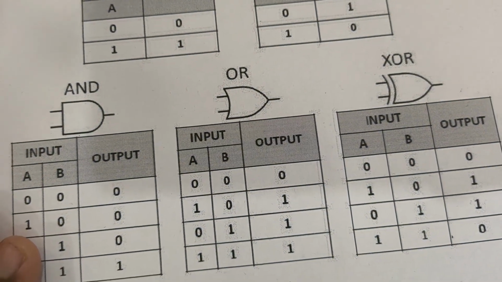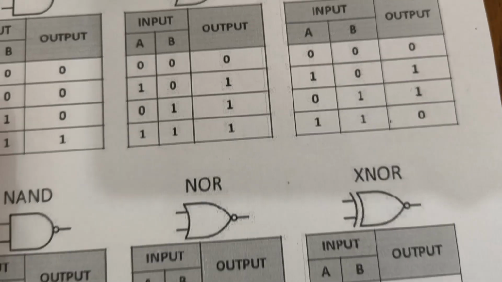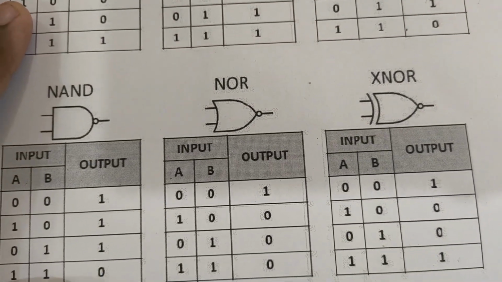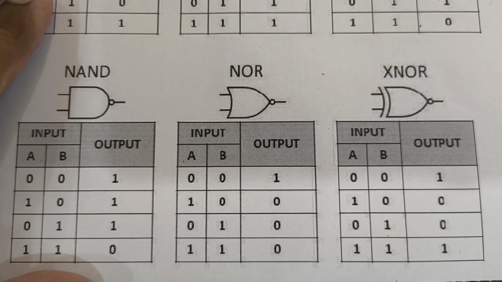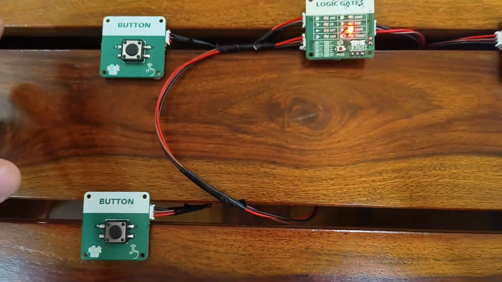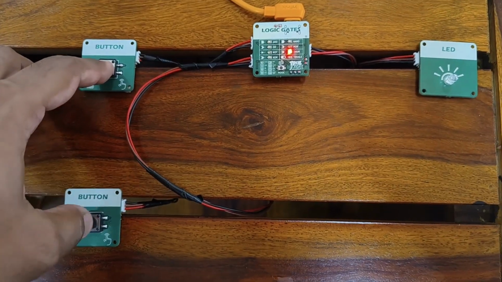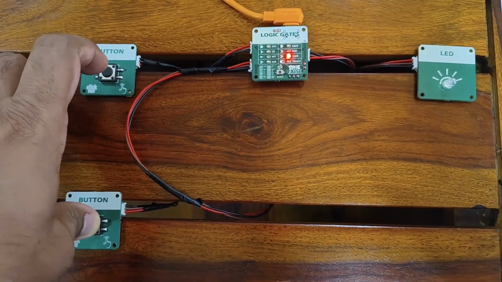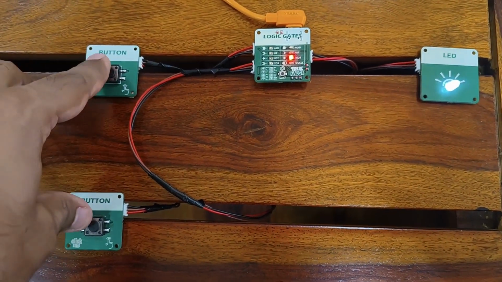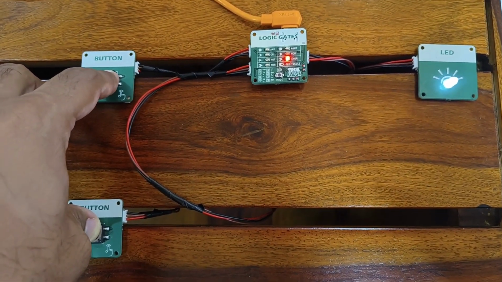Then you have XNOR. XNOR is XOR plus NOT. So here you have 0 1 1 0. Here you have 1 0 0 1. So what it does, when both signals are the same, then only it will become 1. So currently both signals are 0, it is 1. If any signal is different from the other signal like 1 0 or 0 1, output is 0. If both signals are the same, 0 0 or 1 1, then the output is 1.